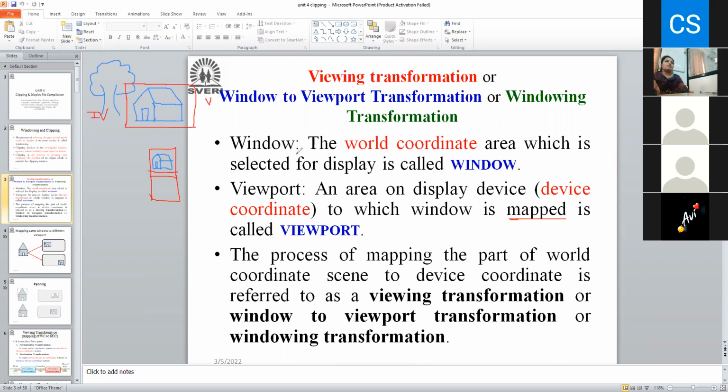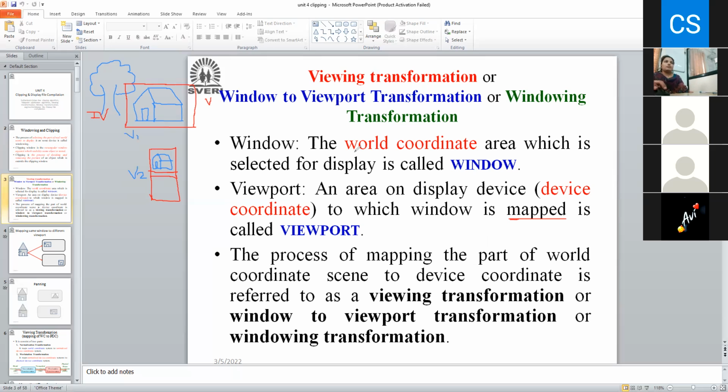So we have seen the window is nothing but the world coordinate area. That is the actual nature or scene which is selected for display. And the viewport is the area on a display device to which the window is mapped. So this window, that is the image, is mapped on the laptop. It is mapped on the mobile. So these two are acting as viewport 1 and viewport 2. The laptop screen is acting as viewport 1. The mobile screen is acting as viewport 2. Getting it? What is the window and what is the viewport?